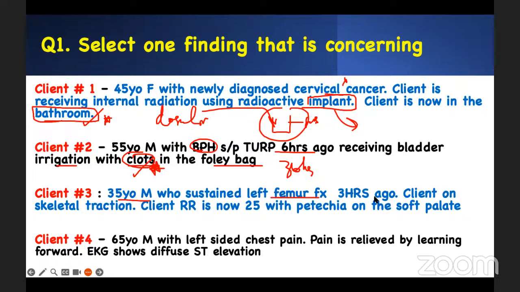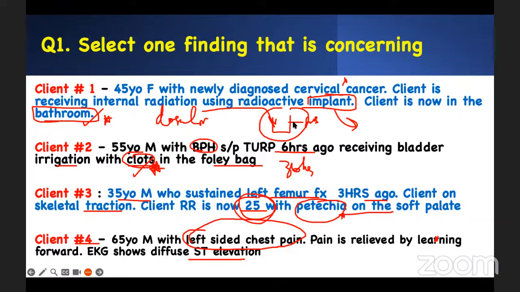35-year-old, femur fracture 3 hours ago on skeletal traction, respiratory rate of 25, and petechiae. Which of this is concerning to you? This is very concerning. And petechiae. So respiratory rate of 25 and petechiae are worrisome. Those are features I should be worried about. Client number 4, 65-year-old, left-sided chest pain, relieved by leaning forward, and the diffuse ST elevation. The concerning feature is the chest pain. Chest pain is always a problem.